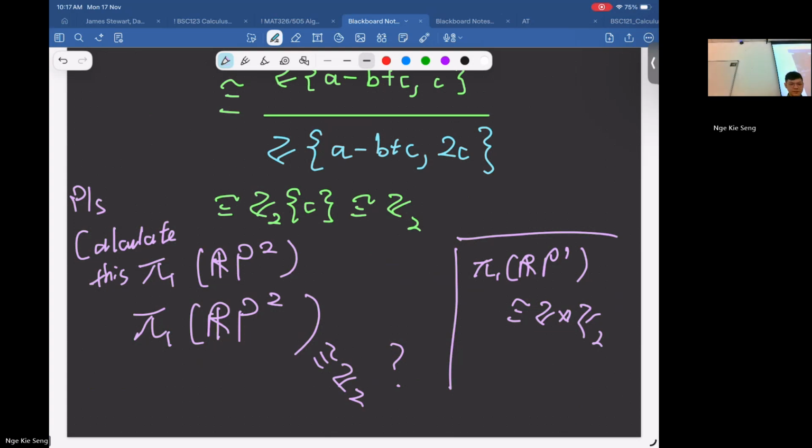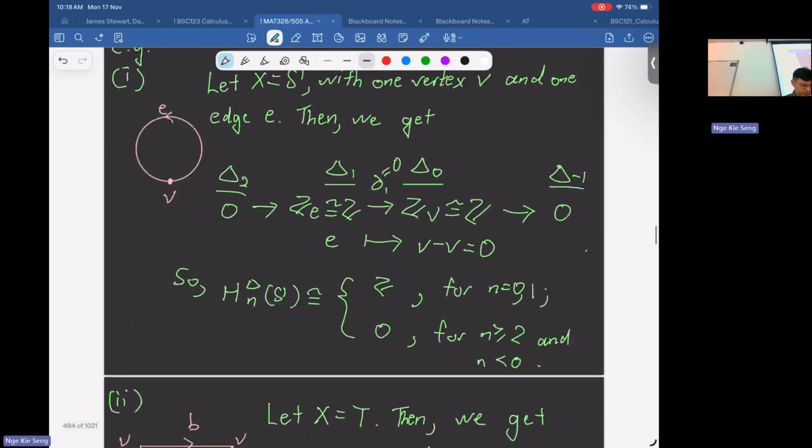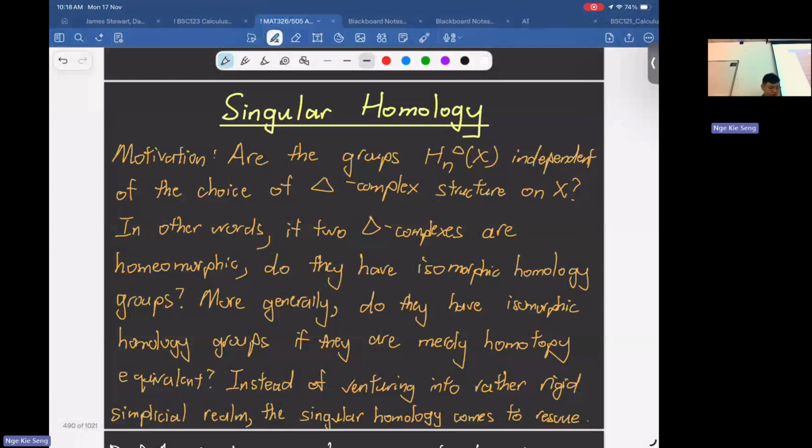Okay. I think we should continue. Okay, let's continue. So to continue, maybe I can use slides a bit. Quickly motivate. Like what we said just now, because we got so many CW structures, we can put on the delta complex or the delta structure. Do they have the same homology group?